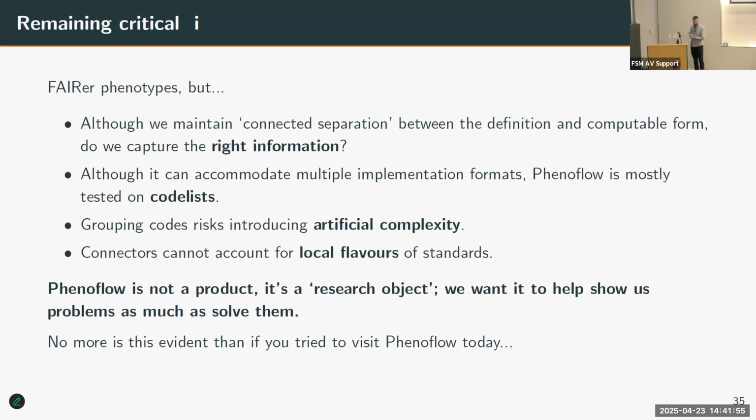However, there are some problems, I would say. We do achieve this connected separation, but is the information we're storing enough? Is it enough to have the ID, to have the description, to have the ontology? Do we need more granularity? As I think I've already said as well, although Phenoflow can in practice accommodate multiple implementation formats, I would say 99% of our phenotypes at the moment are based on code lists. So there we're not really fully using the potential of that step-based approach.